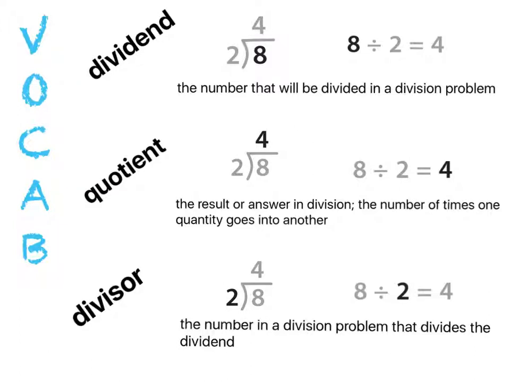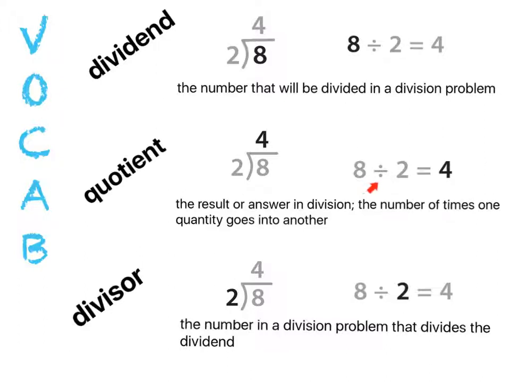So now let's look at the vocab that I just talked about. A dividend is defined as the number that will be divided in a division problem. For example, 8 divided by 2 equals 4. The 8 is the dividend because that is the number that is going to be divided into smaller parts. The next vocab word is quotient. A quotient is the result or answer in a division problem, and it is also the number of times one quantity can go into another.